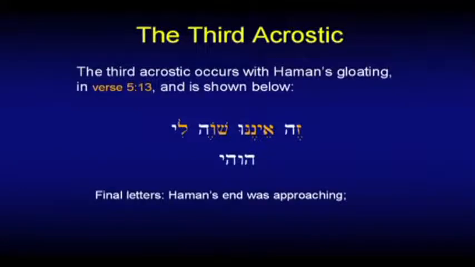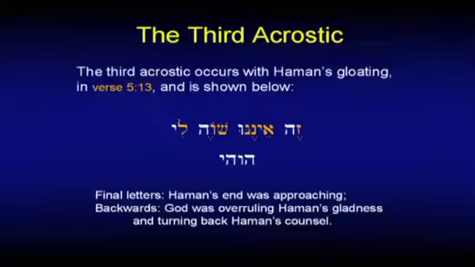Oh, by the way, I have to catch you on that. In this case, we're not using the first letter of each word, we're using the last letter of each word, and we're doing it backwards. It's the final letters because Haman's end is approaching. It's backwards because God is overruling Haman's gladness and turning back Haman's counsel. And you say, well, you're contriving it. No, this is consistently being applied throughout all of these.